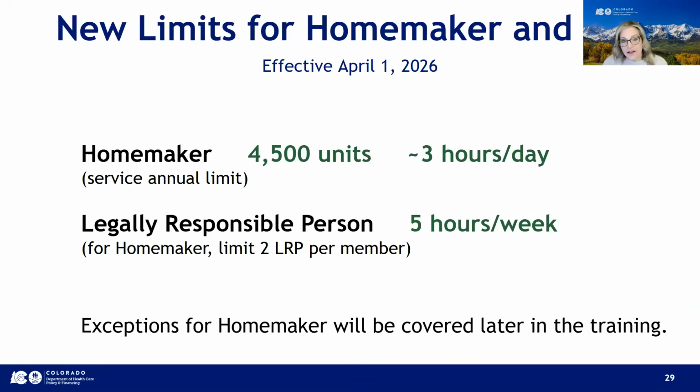For homemaker and LRP, we do have new limits. The new annual limit on homemaker is 4,500 units, which translates to about 3 hours a day. The new limit for legally responsible person for homemaker is 5 hours. This is down from 5 hours per week. Pardon me. This is down from 10. There is a limit of 2 legally responsible persons that can be paid caregivers for a single member. So even if that member has more than 2 LRPs, only 2 of them can be paid homemakers.